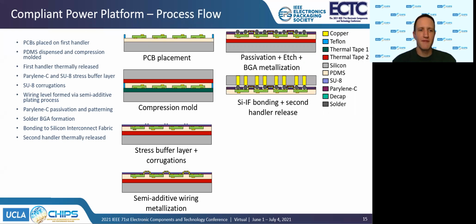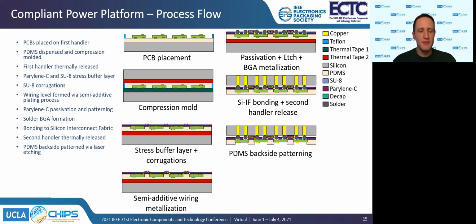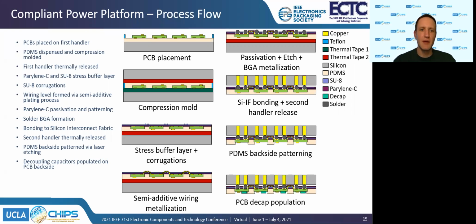The compliant power platform is then bonded to the silicon interconnect fabric, and the second handler is thermally released. The PDMS backside is patterned via laser etching, after which the PCBs are populated with decoupling capacitors. And at this point, the power platform is ready for assembly to the power boards.